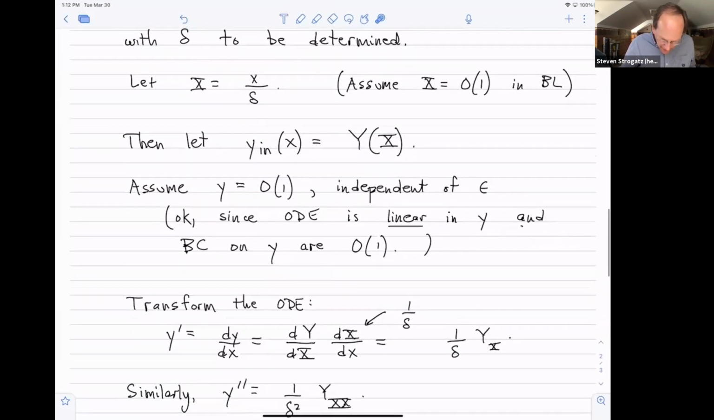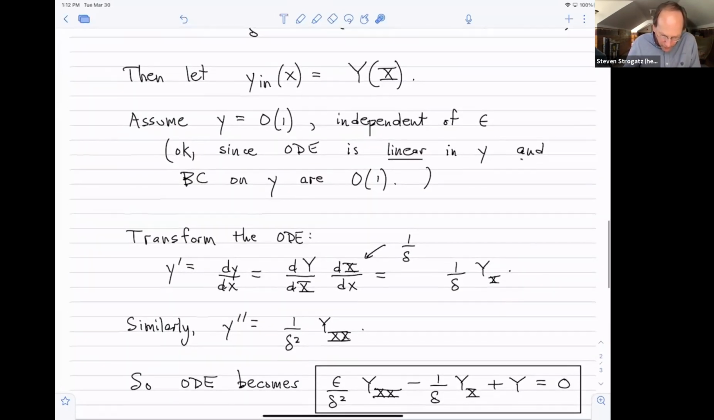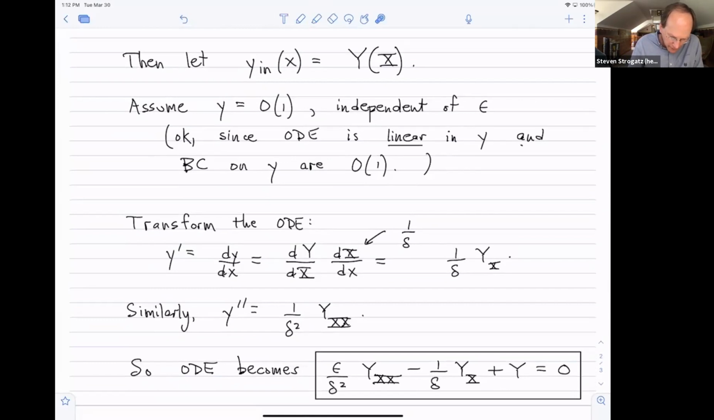All right, so with these ideas in mind, we're going to transform the differential equation into the new capital X variable. So y prime, which means dy dx, using the chain rule, is d big Y d big X times d big X d little x. And from the definition of big X, this derivative is just 1 over delta.